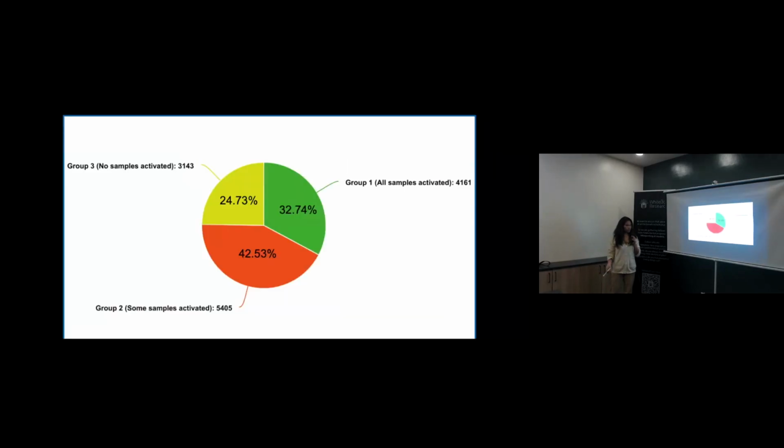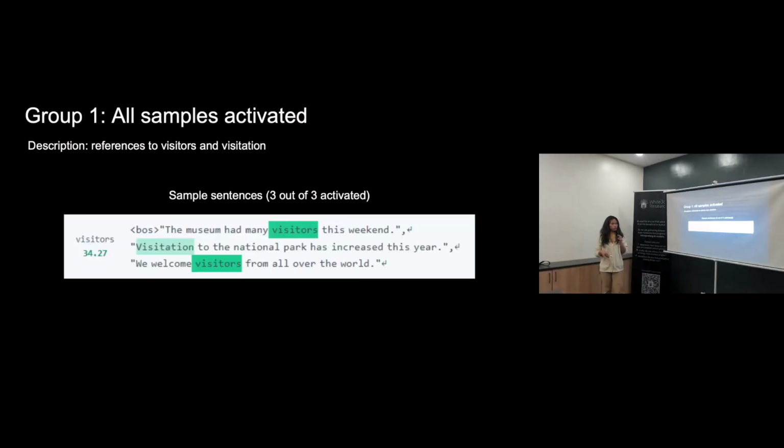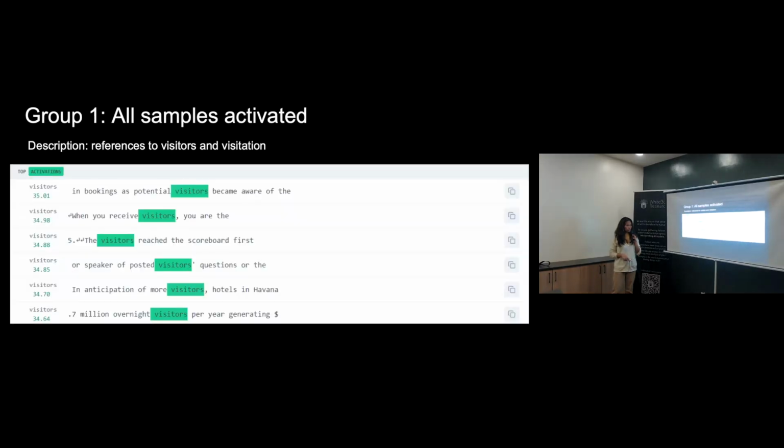So yeah, basically one fourth of them did not activate at all for the sample sentences, which is completely opposite of what we expect. So here's a sample from group one, and the description for this is references to visitors and visitation. Here are the sample sentences, and all of them activated. And when you look at the website for Neuronpedia, these are the top activations that show up.